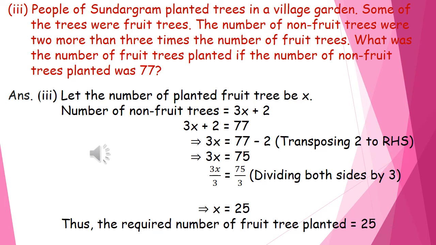We are transposing 2 to the right hand side after changing the sign. So 3x is equal to 77 minus 2, or 3x is equal to 75. Now we are dividing both sides by 3. 3x by 3 is equal to 75 by 3, or x is equal to 25. So the required number of fruit trees planted was 25.